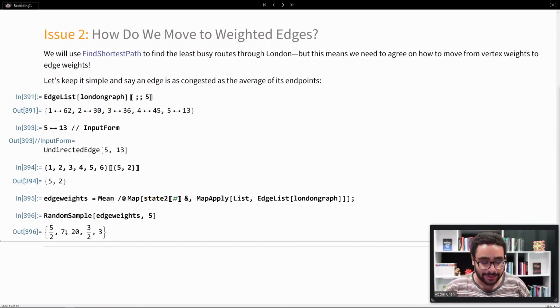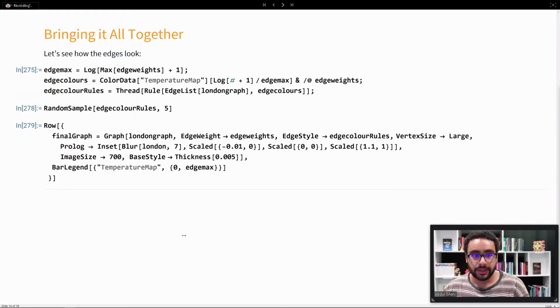So again, random sample, just to make sure that we still have numbers. If I did something wrong here, then these may not be numbers. And then these are how busy our edges are. Okay, now we're finally reaching the end of this thing. We'll do the same thing from before, just to visualize it.